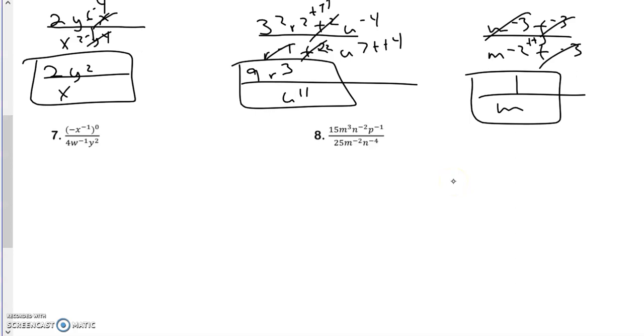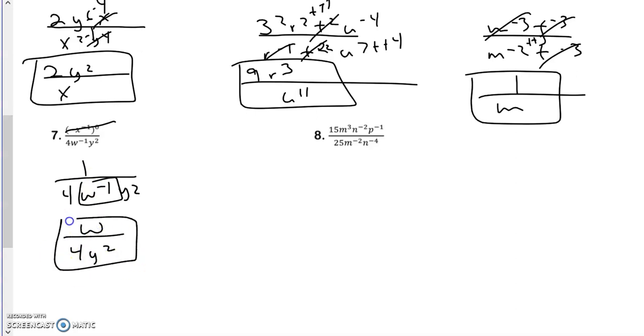Taking a look at this one. Everything is raised to the 0 power, so that's a 1. And then I have 4w minus 1 to the 2nd. I dislike negative exponents, so the w goes on the top, 4y to the 2nd on the bottom.